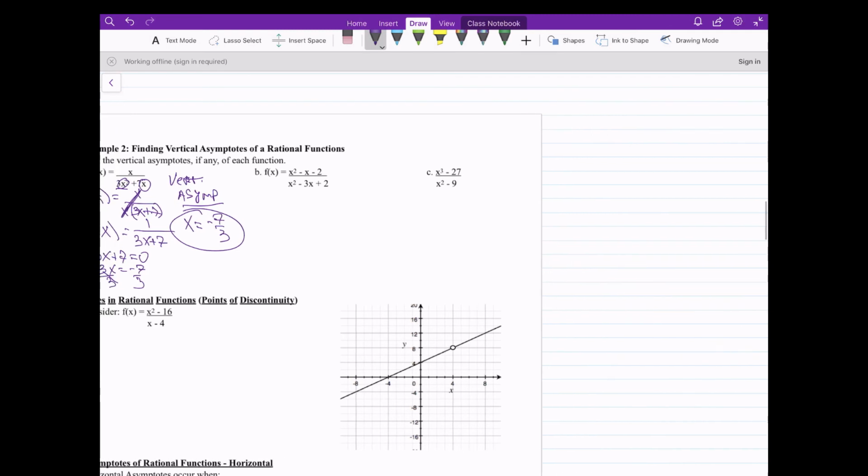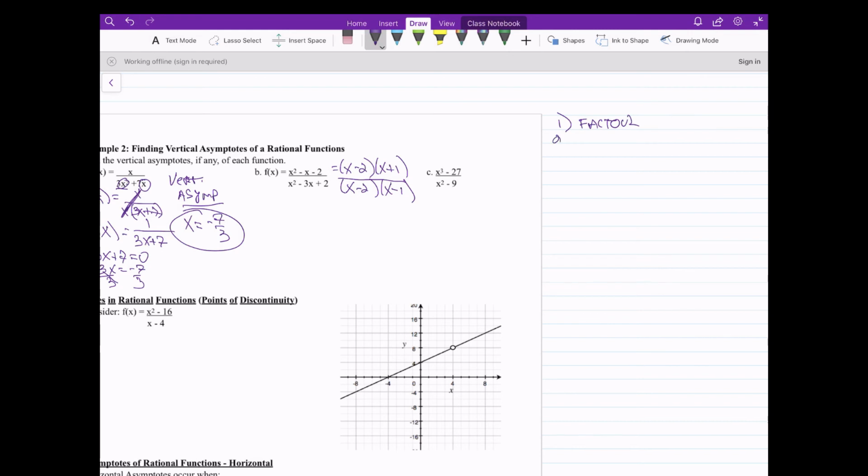So the 4 steps, if I wrote it over here, the first step would be to factor. Now we've got some factoring work to do on B. This one looks like it's going to factor into x minus 2 times x plus 1 over, and this one looks like it's going to factor into x minus 2 times x minus 1. That should be the proper factorization of the numerator and the denominator. Remember, you want to factor everything first.